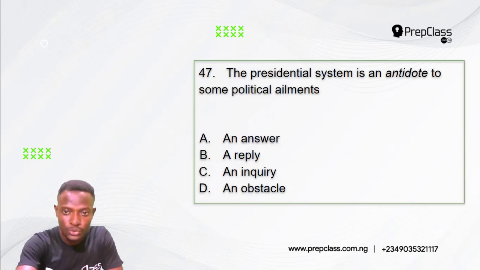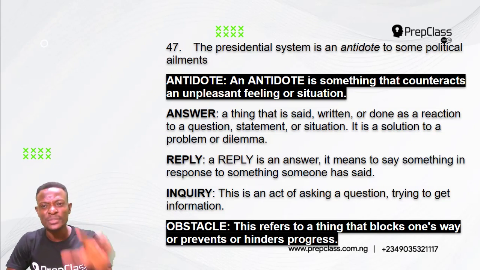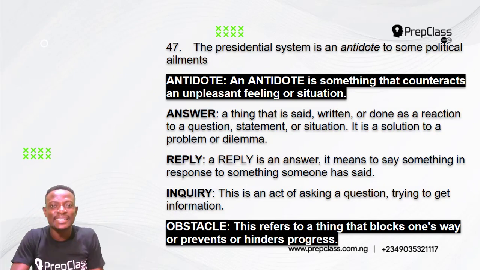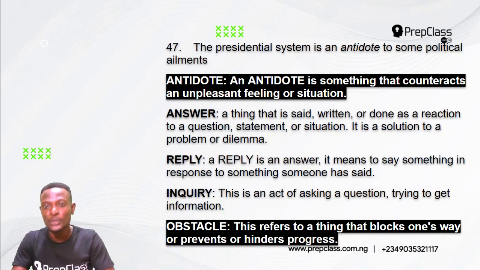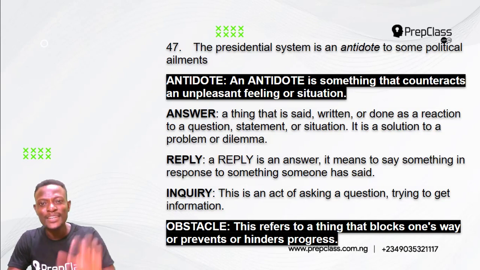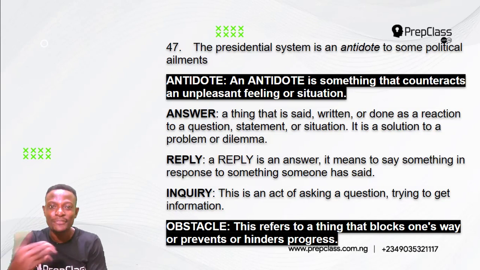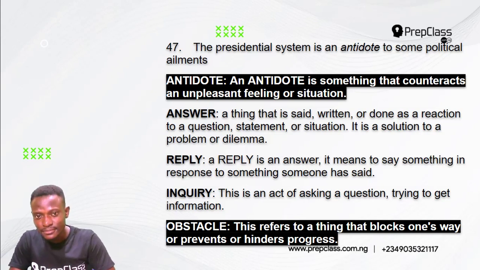What is the meaning of antidote? An antidote is something that counteracts an unpleasant feeling or situation. For example, giving an antidote for a poison. It counteracts the effect of the poison.